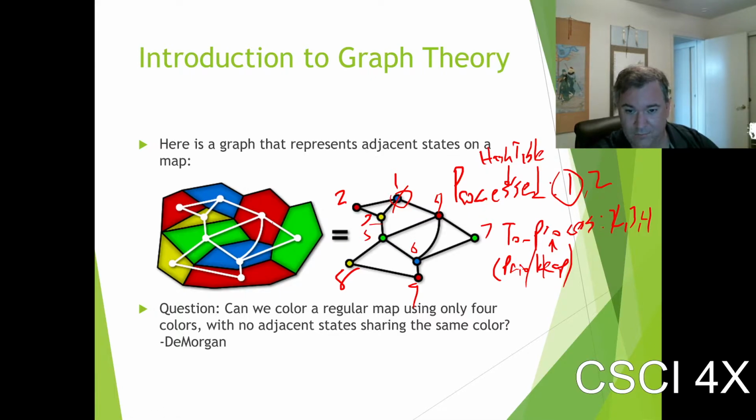Now we add all of 2's kids that are not on either of these lists. So how many of 2's connected friends, children, whatever you want to call them, how many people connected to 2 are not on either of these data structures? What do you guys think? None. Okay, easy. Then repeat.